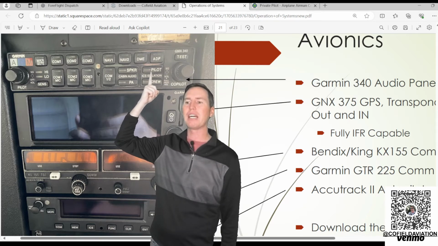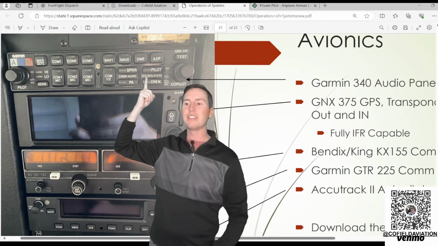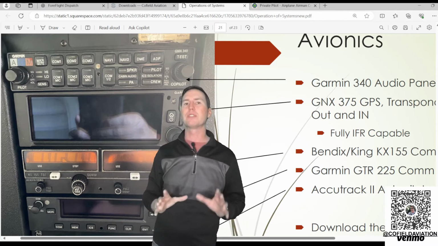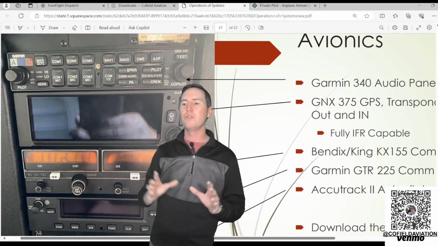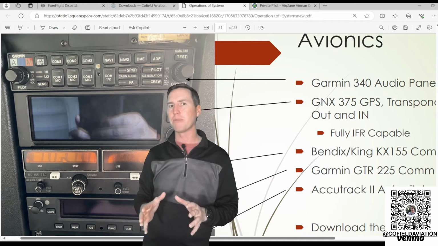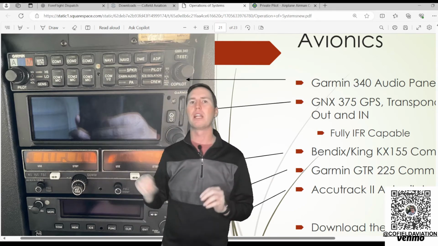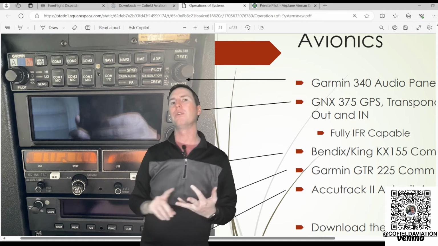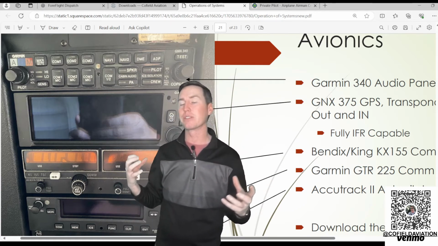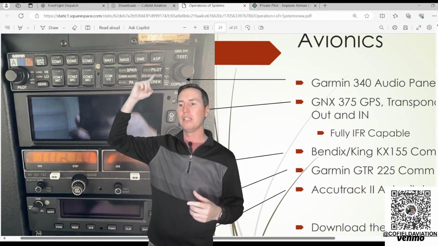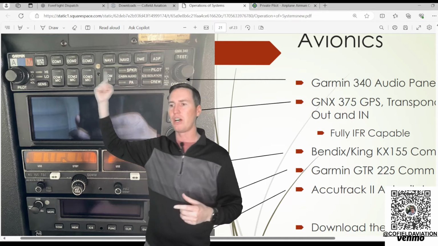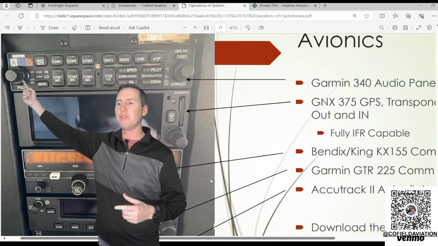So if you push this pilot isolate button, what it will do is it'll isolate you as the pilot, you on its own intercom system with the radios, and then the passengers can sit there and talk and whatever, and they're not disturbed by the radio, and you can't hear them either. So it's a great sterile cockpit selection.